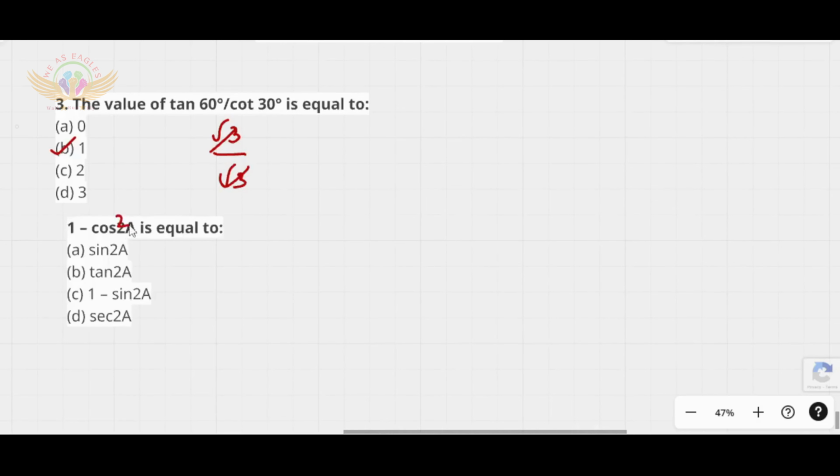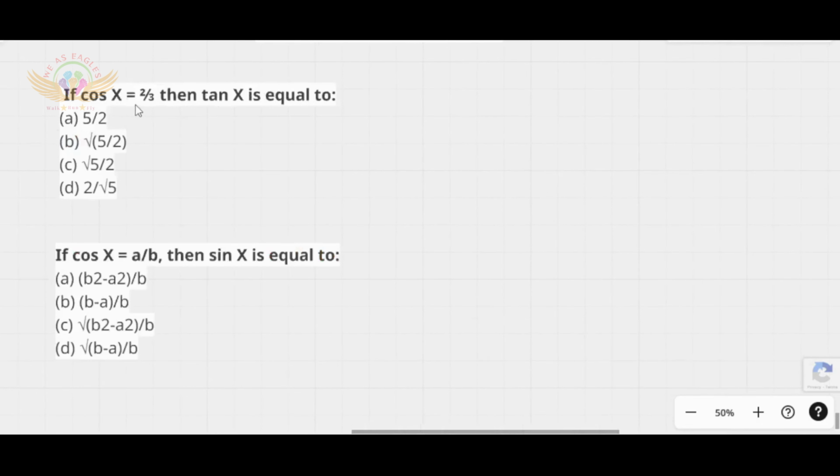1 minus cos square A is equal to. Whenever you see squares, choose your identities. Don't get confused with the ratios and angles. When you see square, automatically your mind has to go to the trigonometric identities. Sine square A plus cos square A equals 1. So sine square A equals, when plus cos square A goes to the right hand side, it becomes minus cos square A. So 1 minus cos square A is sin square A. So A is the option.